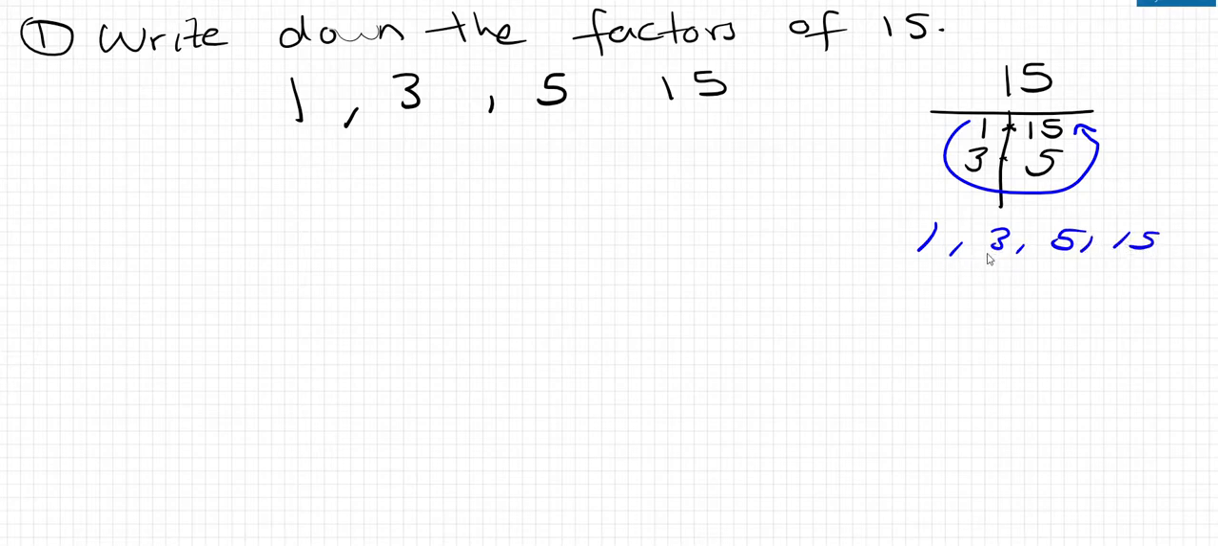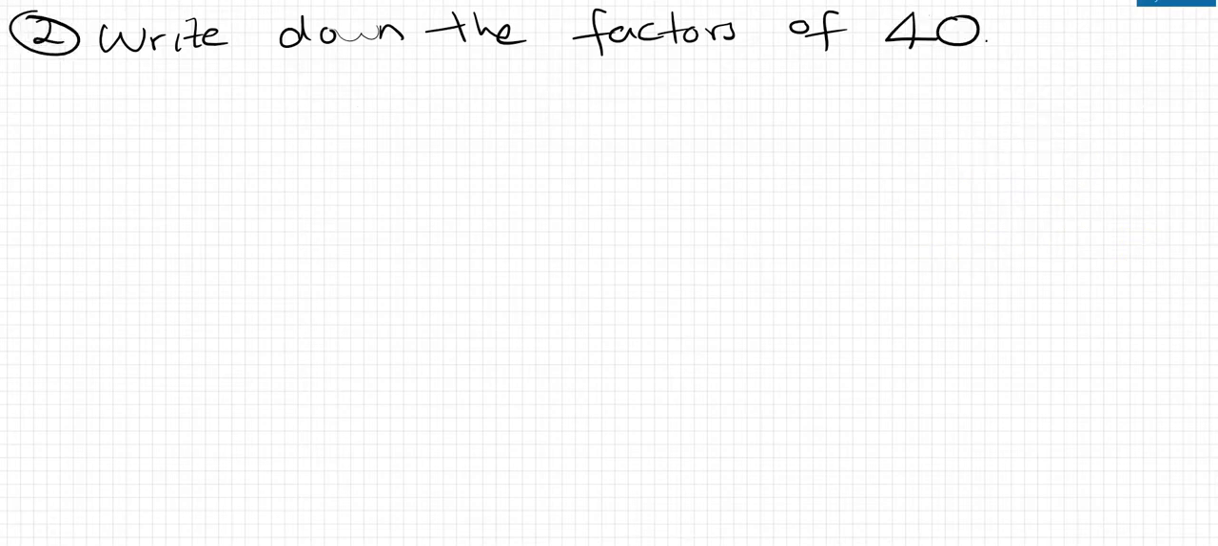We only write the factor once. So I've got 1, 3, 5, and 15. We don't write 3 more than once or 5 more than once. So they are the 4 different factors of 15. Okay, our next question asks us to write down the factors of 40.